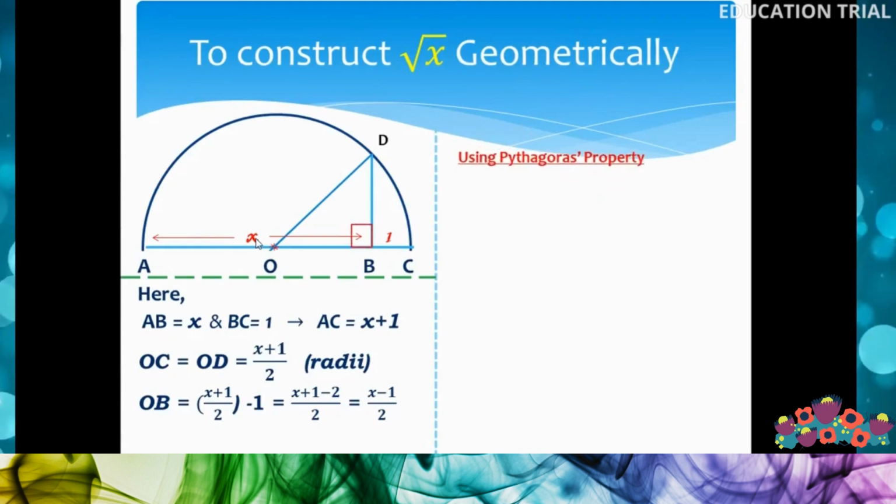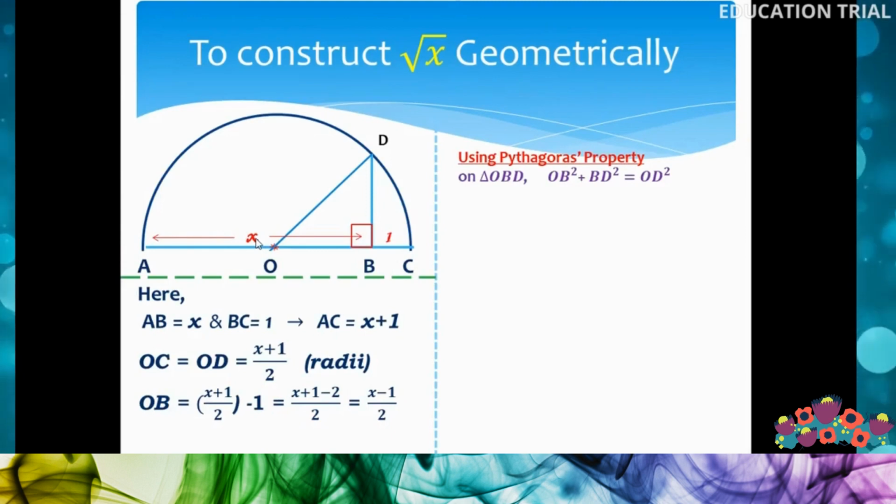Next, we can see a right angle triangle in this figure. We are applying the Pythagoras property in that triangle. In triangle OBD, which is a right angle triangle, as per the Pythagoras property, the sum of squares of base and height is equal to the square of its hypotenuse. So here OB and BD are the base and height of the triangle respectively, and OD is the hypotenuse of the triangle. So we can say that OB square plus BD square is equal to OD square.